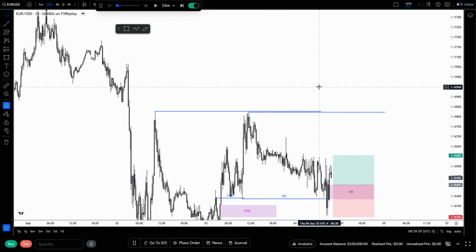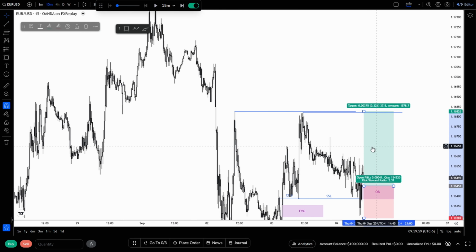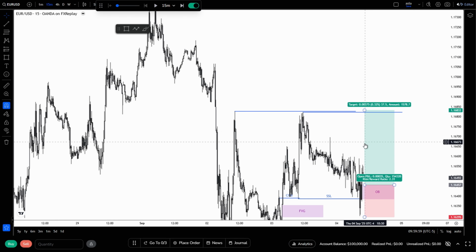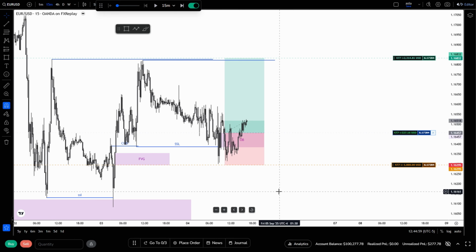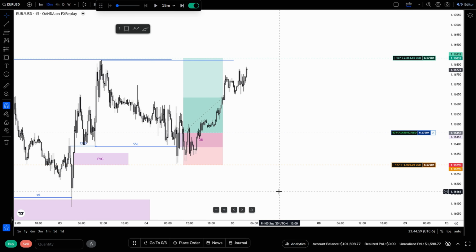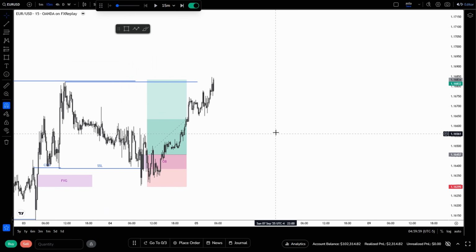Now let's see how this plays out. You can see that when price taps into the order block, price action is a bit choppy at first. That's completely normal. But in the end, price does exactly what we expected and moves cleanly into our target.